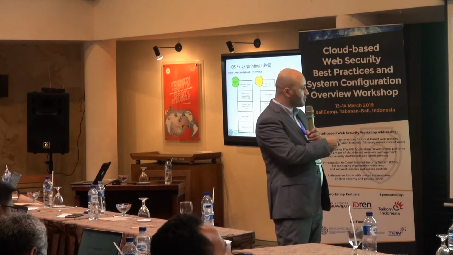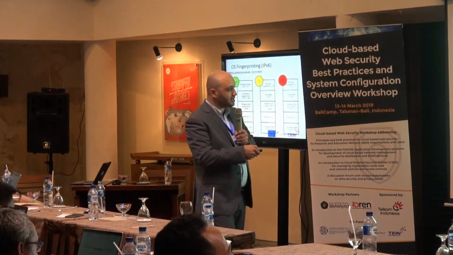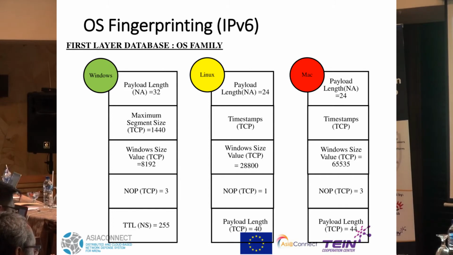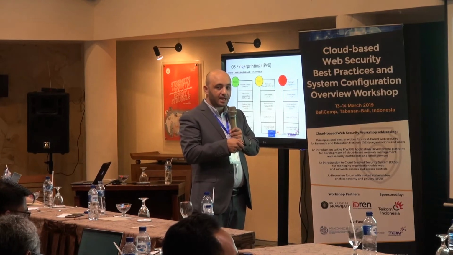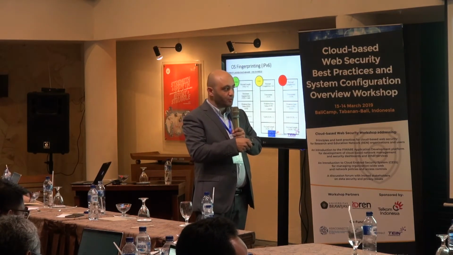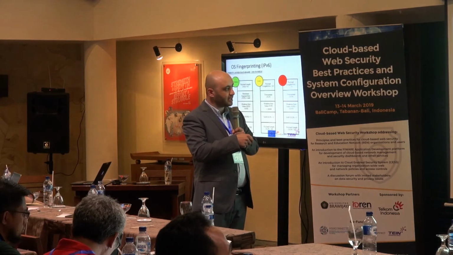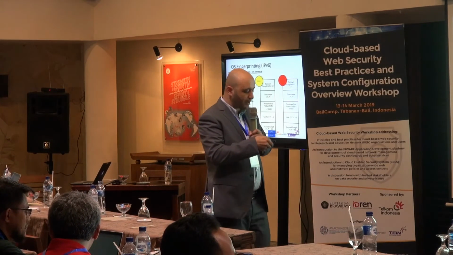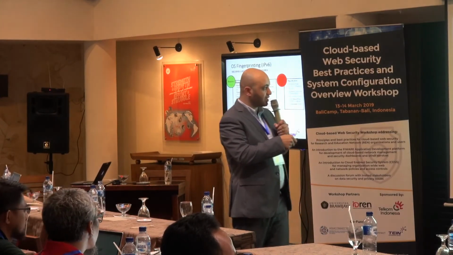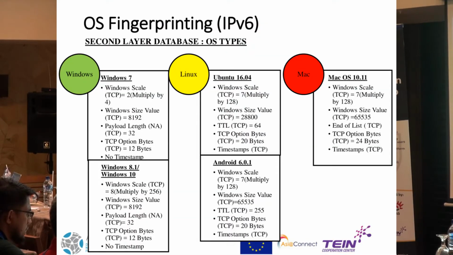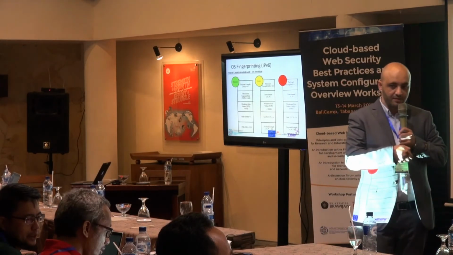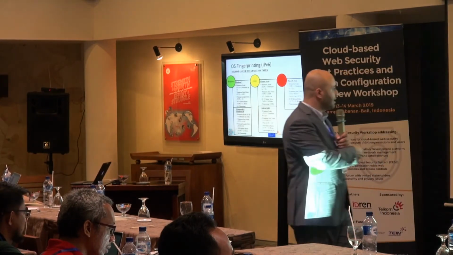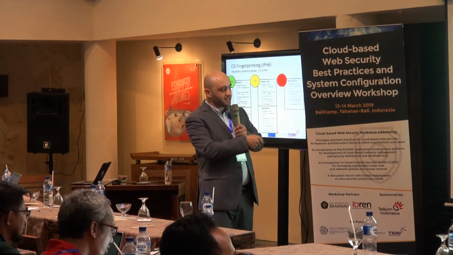These are all the values that differentiate between different types of operating systems. For IPv6 we also have different values. We have Windows, Linux and Mac, and these are the distinguishing things that can at least fingerprint the OS family. Using these values, I can tell you this is Windows, Linux, or Mac. This is the first layer. If I want to go one more layer, I can tell you the OS type. In the first layer I can tell you Windows, but which type of Windows? XP, 7, 10.